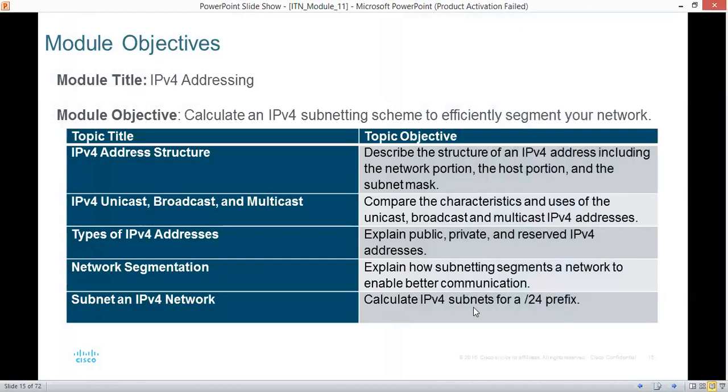The objective here is to describe the structure of an IPv4 address, including the network portion, the host portion, and the subnet mask. Then compare the characteristics and uses of unicast, broadcast, and multicast addresses; explain public, private, and reserved IPv4 addresses; explain how subnetting segments a network to enable better communication; and calculate IPv4 subnets for a /24 prefix.